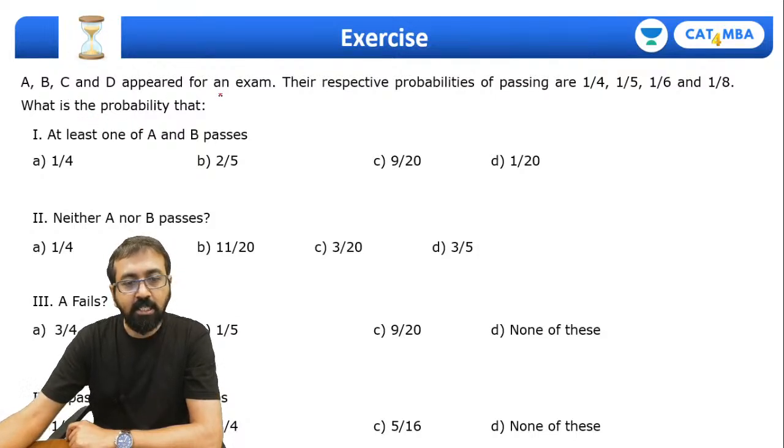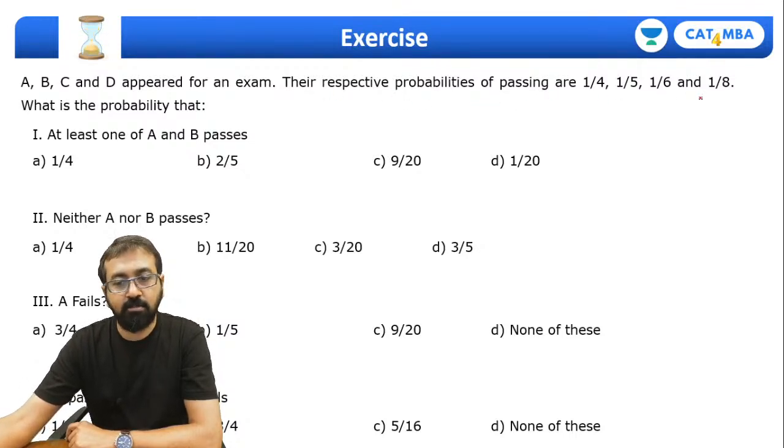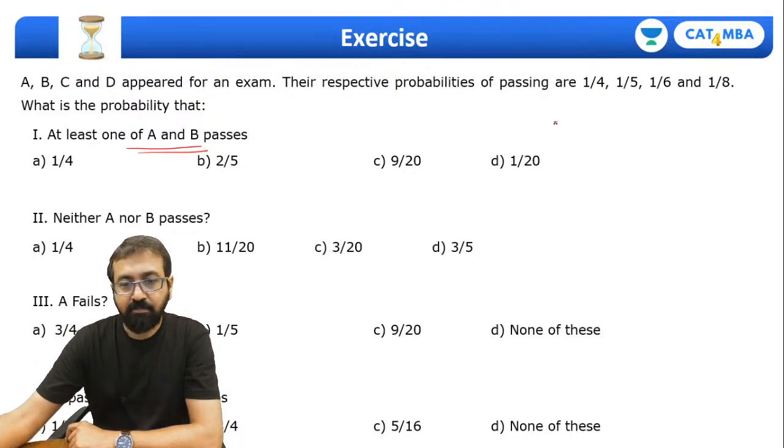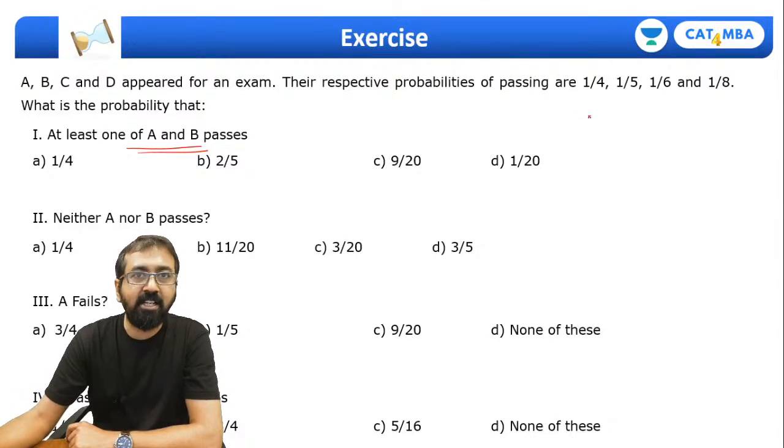So A, B, C, D appeared for an exam. The respective probabilities of passing are 1/4, 1/5, 1/6, 1/8. What is the probability that at least one of A and B passes? Now please understand, these are independent events.